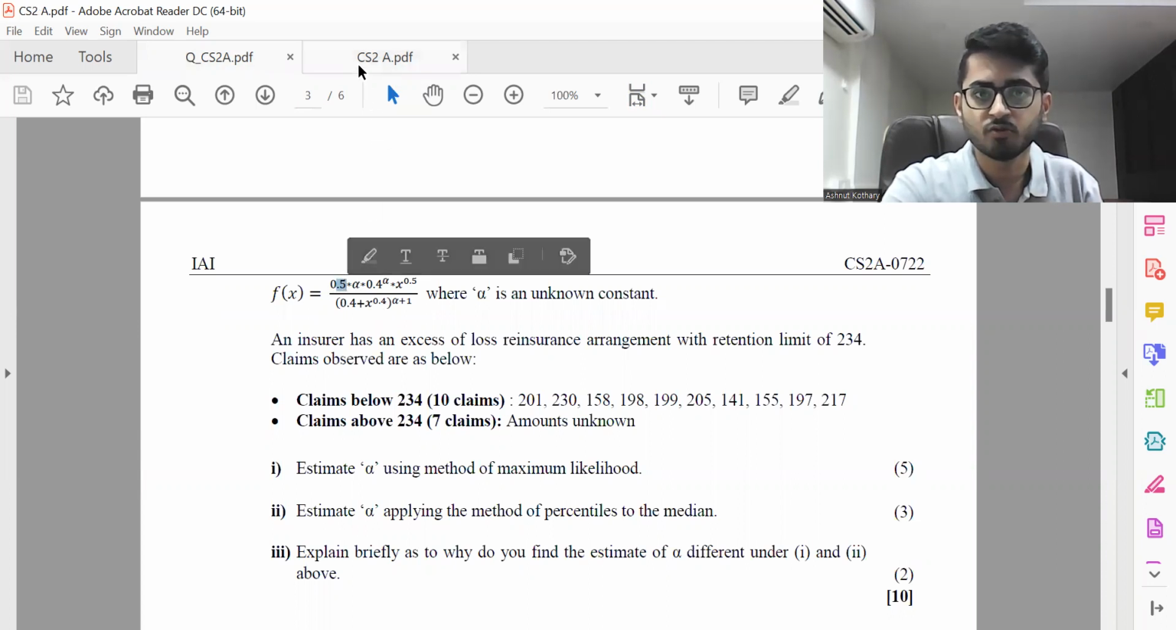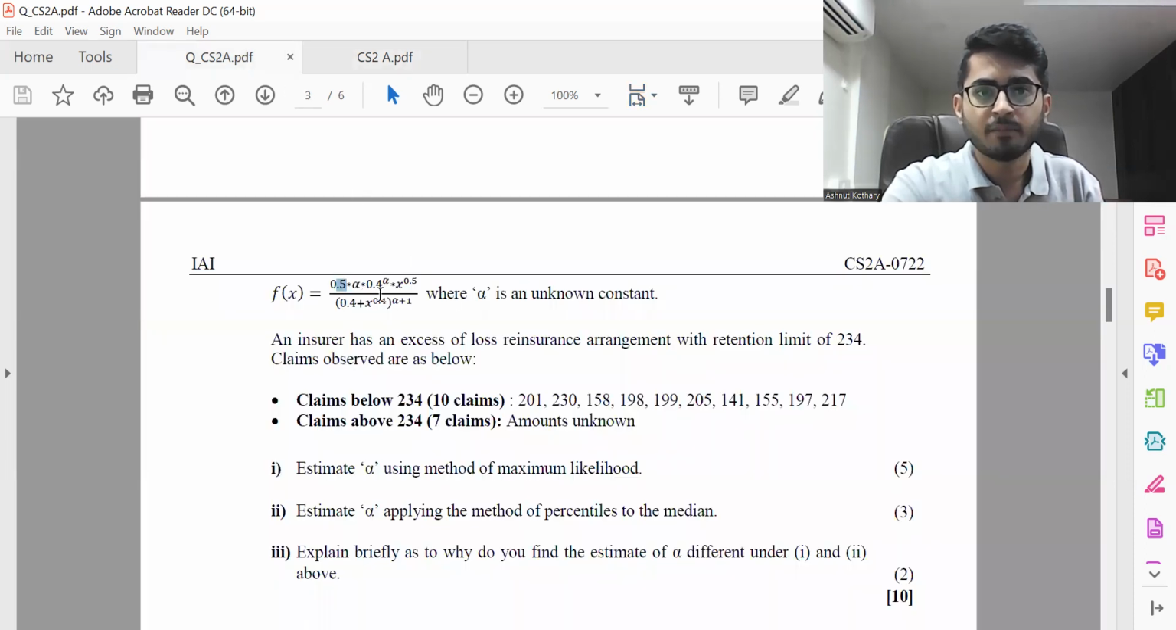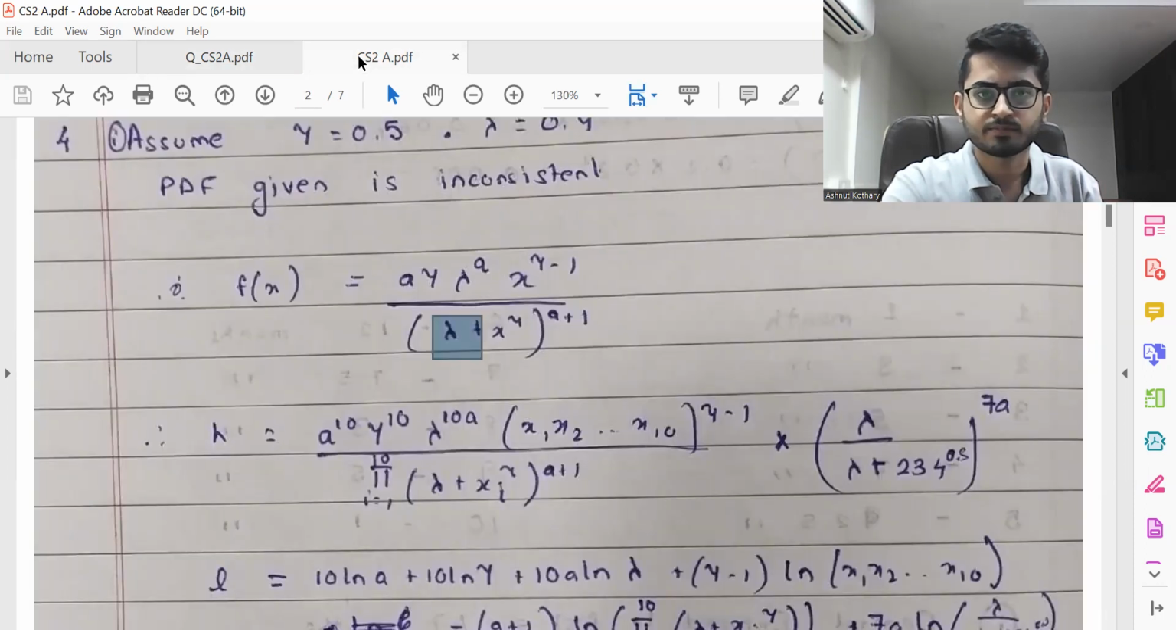as well. Because in the numerator, what we have is alpha into gamma into lambda to the power alpha. And what I have is lambda to the power alpha. Again, I have a 0.4 over here. Right, which is fine. And then to the power alpha. And then I have x to the power gamma minus 1.